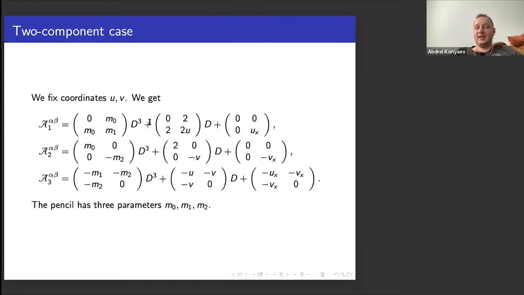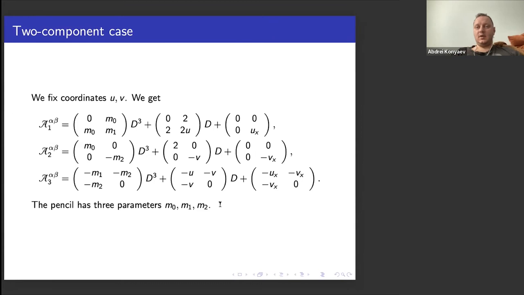So in the two component case, like we saw in lecture four, you've seen a lot of theory behind it, but basically in dimension two, you have three brackets and they are all compatible. It means that any linear combination is a Poisson bracket. And you see that they depend on three parameters. In two dimensions, this is the Antonowicz-Fordy-Frobenius or AFF pencil we've discussed.